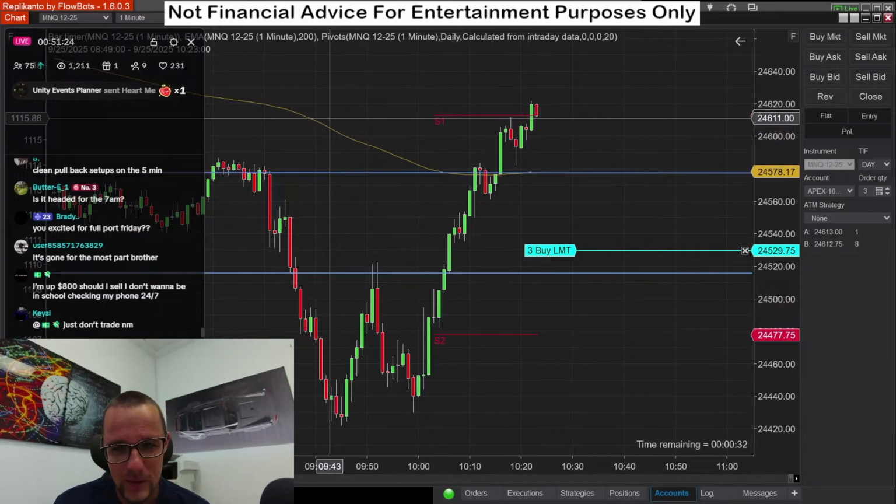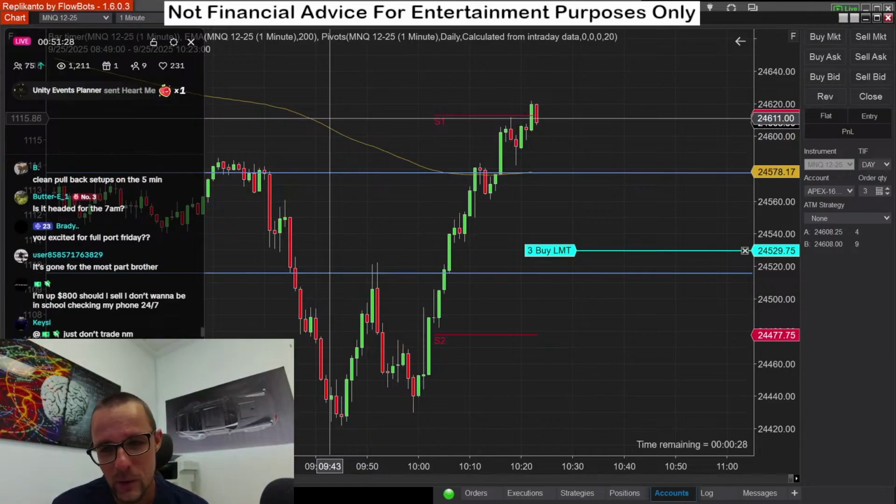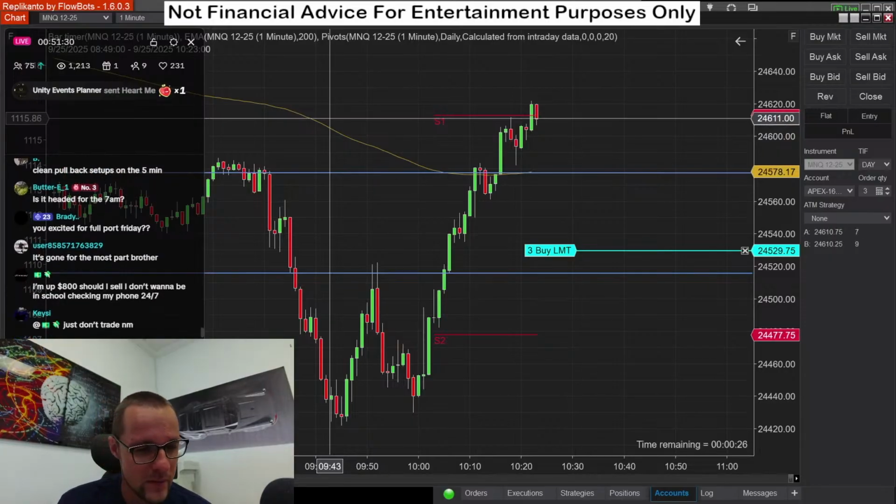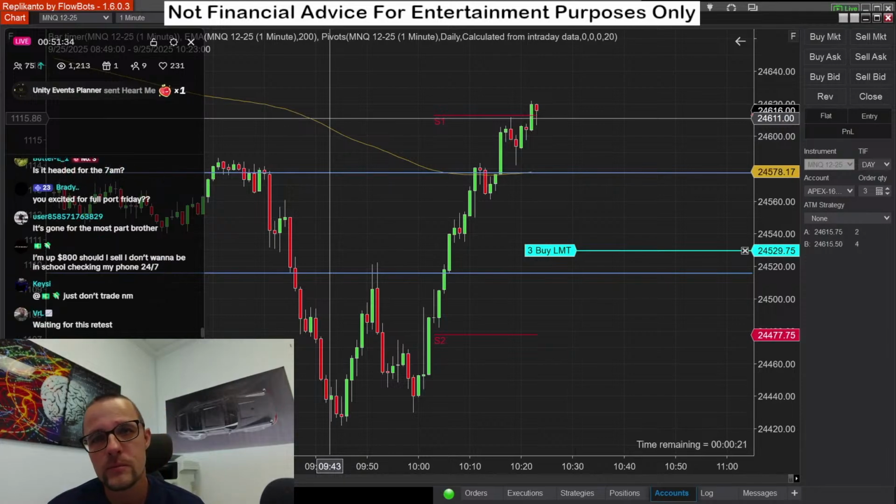It's gone for the most part. Yeah, I hope it has a retrace. I hope it retraces, but I don't know. Give me some hope. Such a good trade too. Such an amazing trade. It just did not.